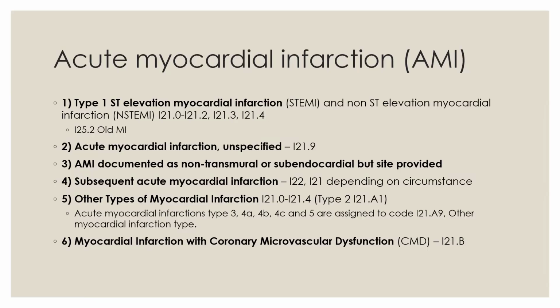Acute myocardial infarctions type 3, 4A, 4B, 4C, and 5 are assigned code I21.A9 for other myocardial infarction type. The code also and code first notes should be followed related to the complications and for coding post-procedural myocardial infarctions during or following cardiac surgery. The last one on this screen is going to be your myocardial infarction with coronary microvascular dysfunction.